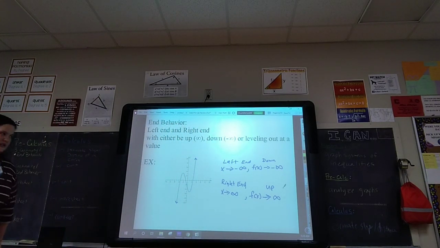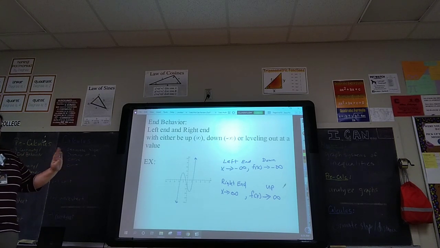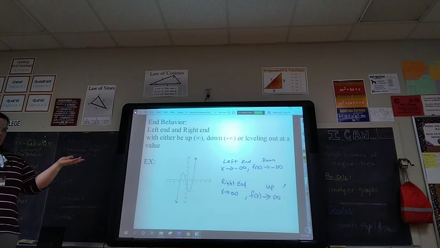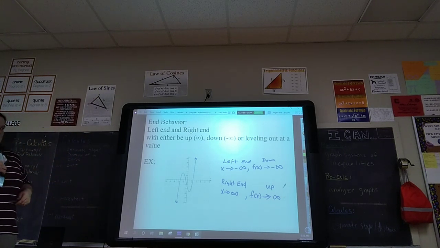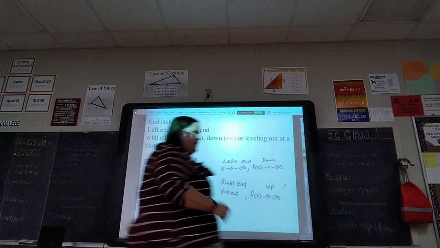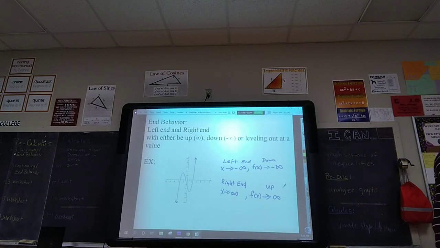Like I said, I wrote the words this time so you can get used to the symbols. By saying x is approaching negative infinity, f of x is approaching negative infinity, you're saying the left end is going down. If you're saying x is approaching positive infinity and f of x is approaching positive infinity, you're saying the right end is going up. Questions? It's a little weird because of the notation, so that's why I tried to write the words with it. The next example, I'm not going to write the words, I'm just going to use the symbols.